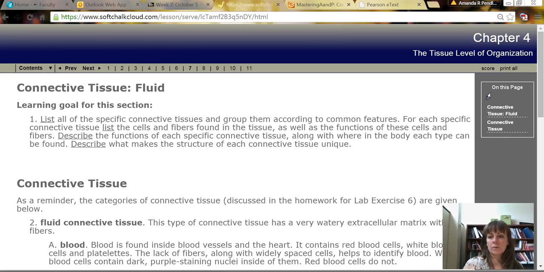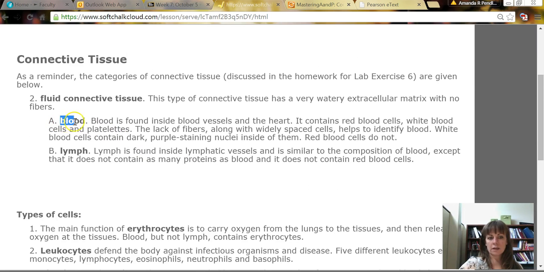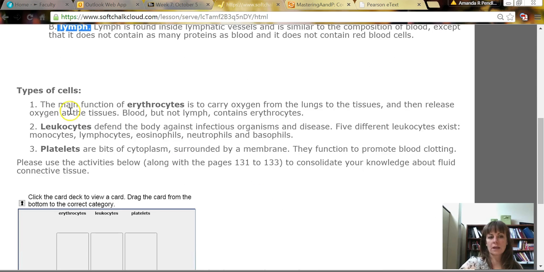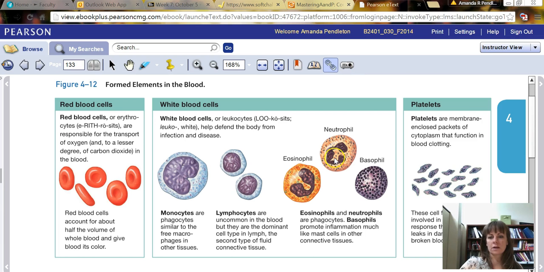Okay, so now what I want to talk about is we're still on connective tissue, but we're on fluid connective tissues. So if you remember from lab, this includes blood and it includes lymph. Okay, and so what I'd like to do first is talk about the types of cells that you can find in these, as well as some of the fibers.